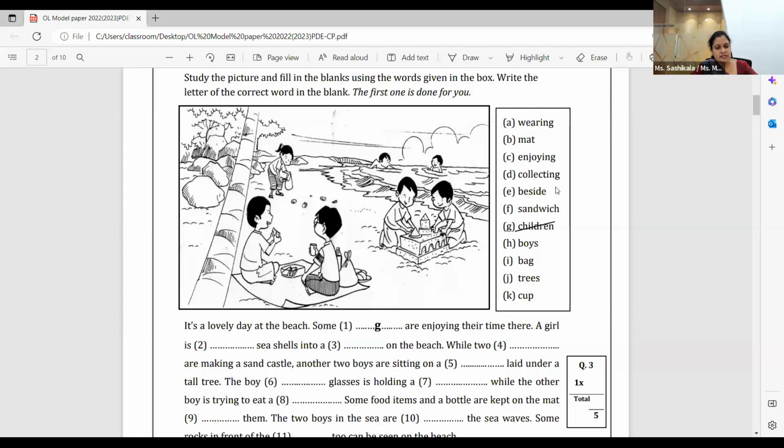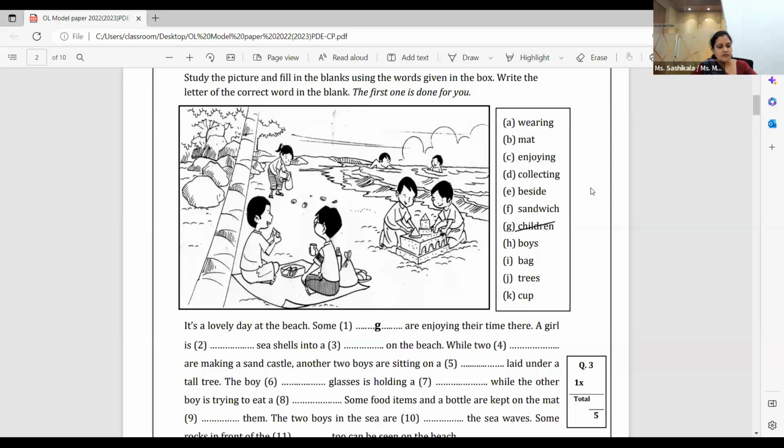Well, the two boys in the sea are swimming and they are enjoying. That swimming, the word is not there, so the word that should come is a verb which is in the list. So enjoying should be used in this blank. The two boys in the sea are enjoying the sea waves.